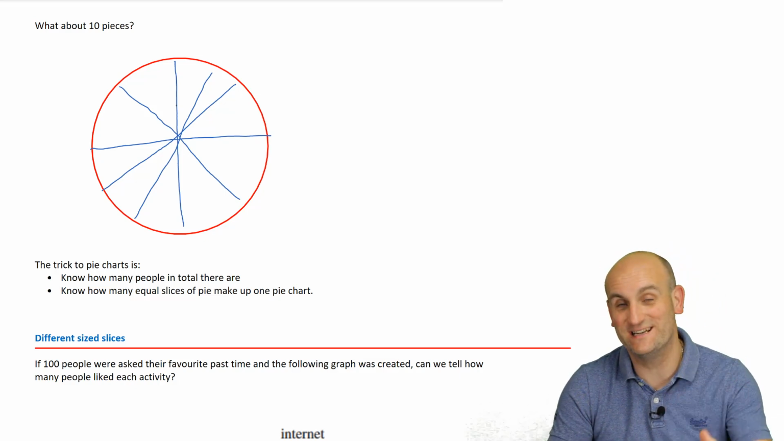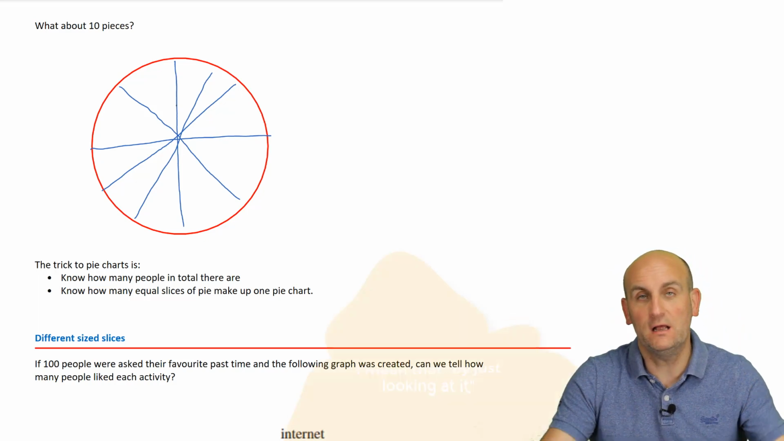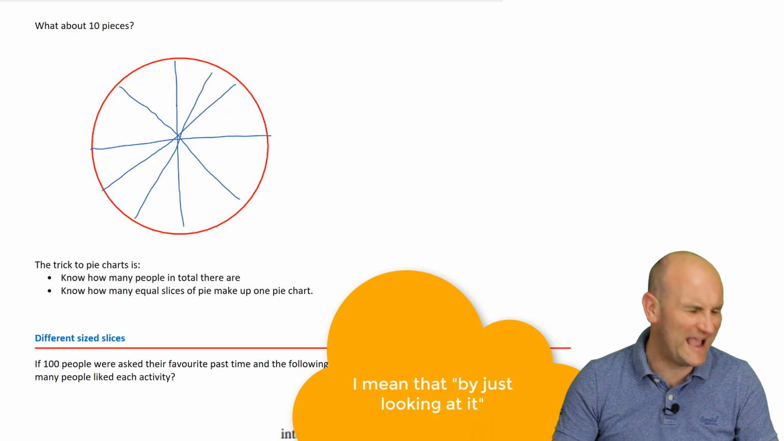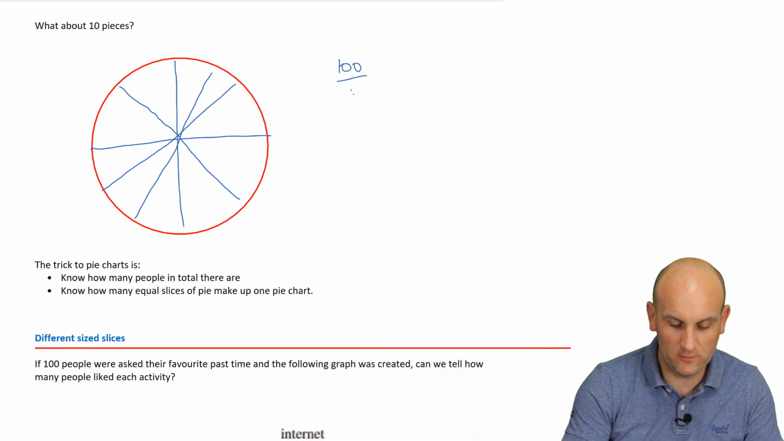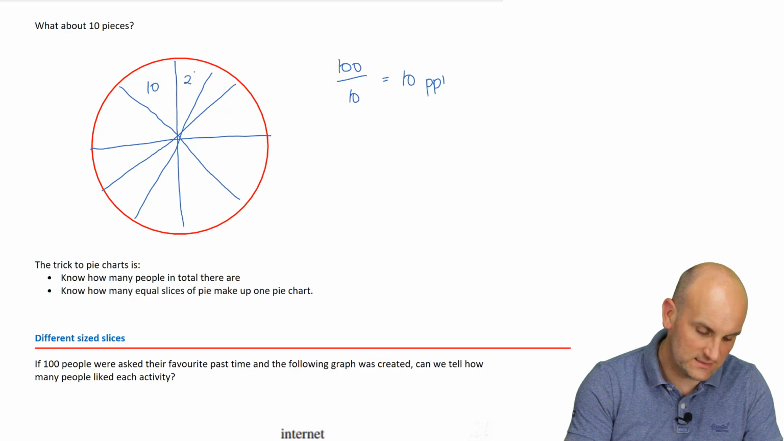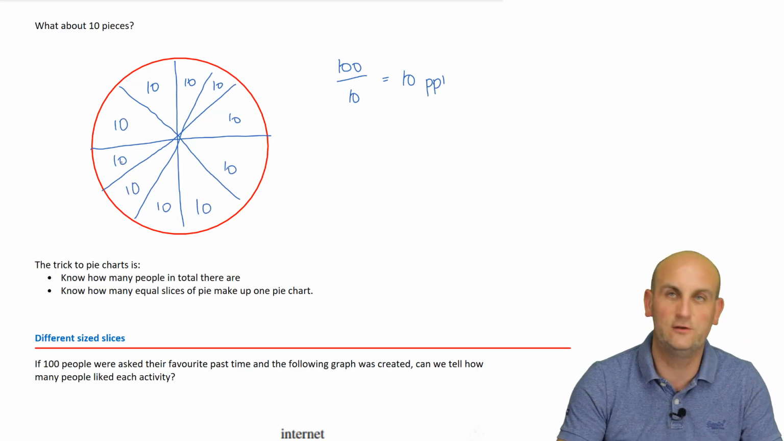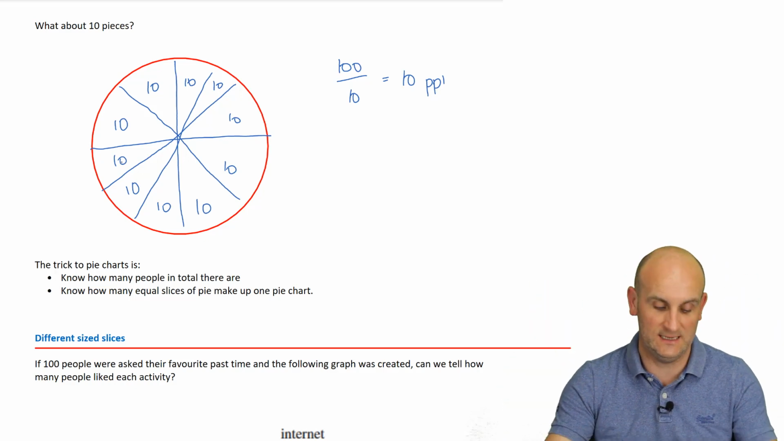And I know it's actually really hard to do this by line of sight. But assuming they were all exactly the same size and I had 10 pieces, then there's 100 people divided into 10 pieces, which means that each piece would stand for 10 people. So 10, 20, oh no, don't write 20, what am I doing? 10 there, and 10 there, and 10 there, and so on. And there are my 100 people. There's just 10 people in each little section.